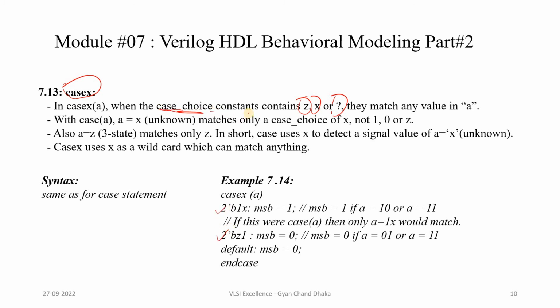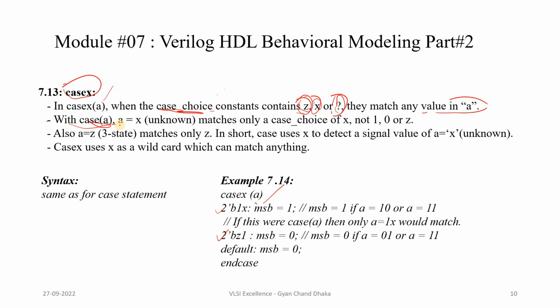So when the case choices constants contain Z, X or a question mark symbol, they match any values in the A. A is nothing but our case expression. You will understand it in more detail when we discuss the example. Now the second point is with case A.